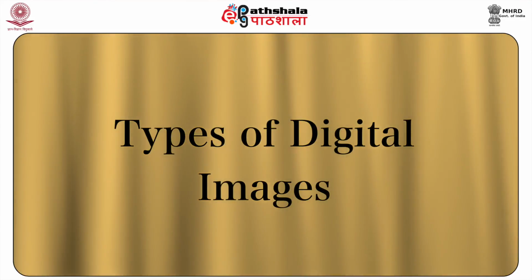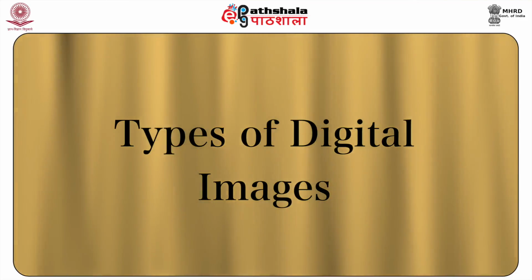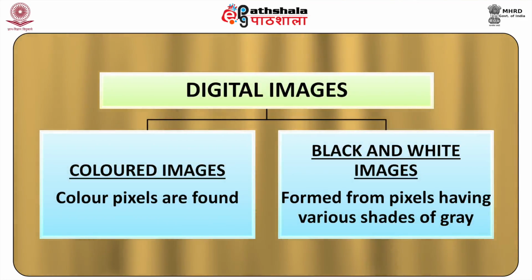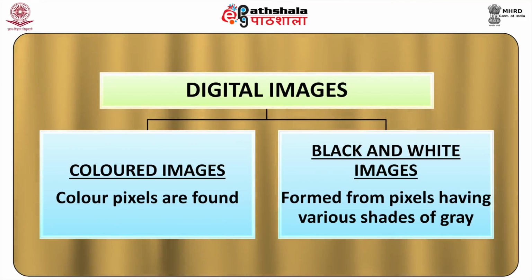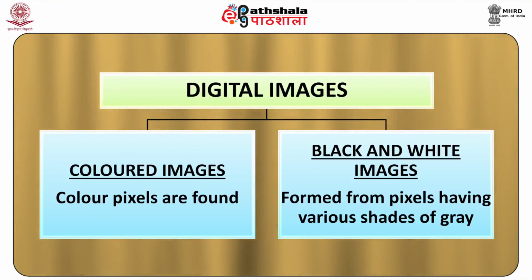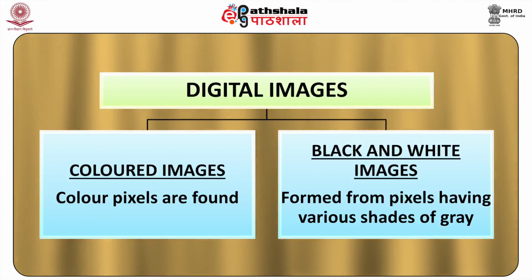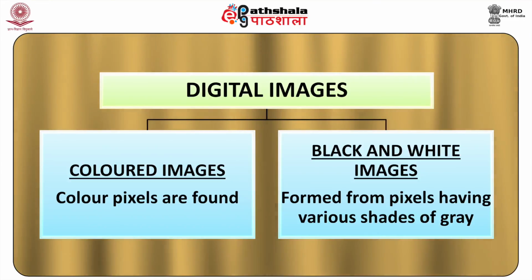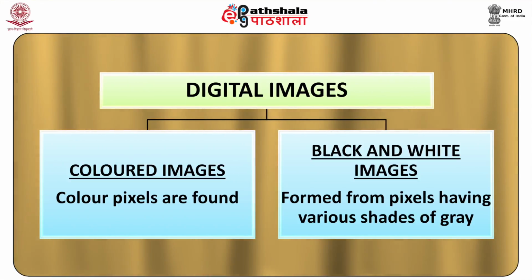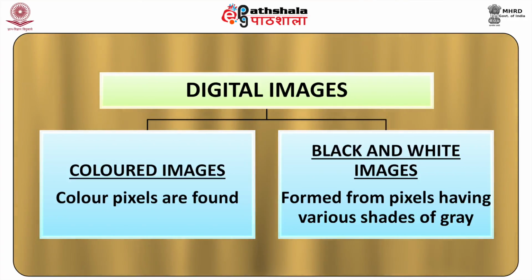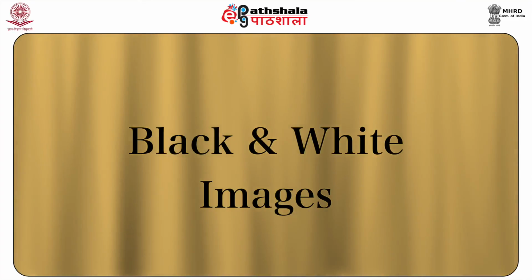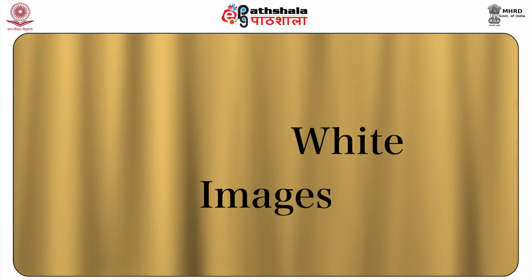Next, what are the types of digital images we have? For photographic purposes, there are two important types of digital images, that is, color and black and white. In the case of colored images, color pixels are found, whereas black and white images are formed from pixels having various shades of gray. So starting with the first, we have the black and white images.